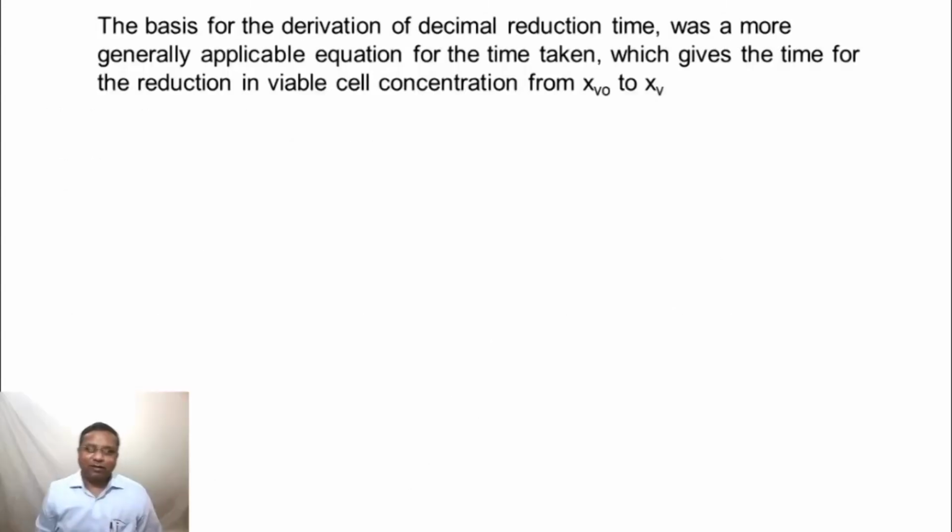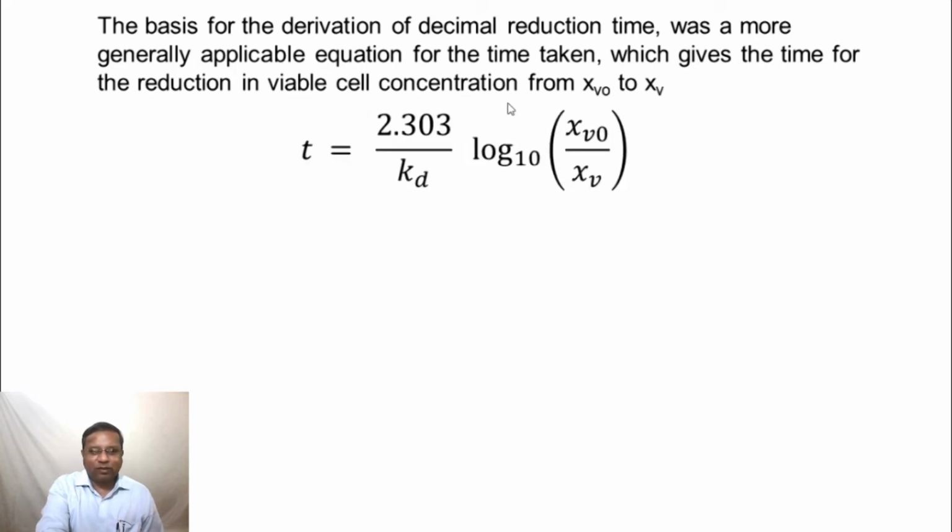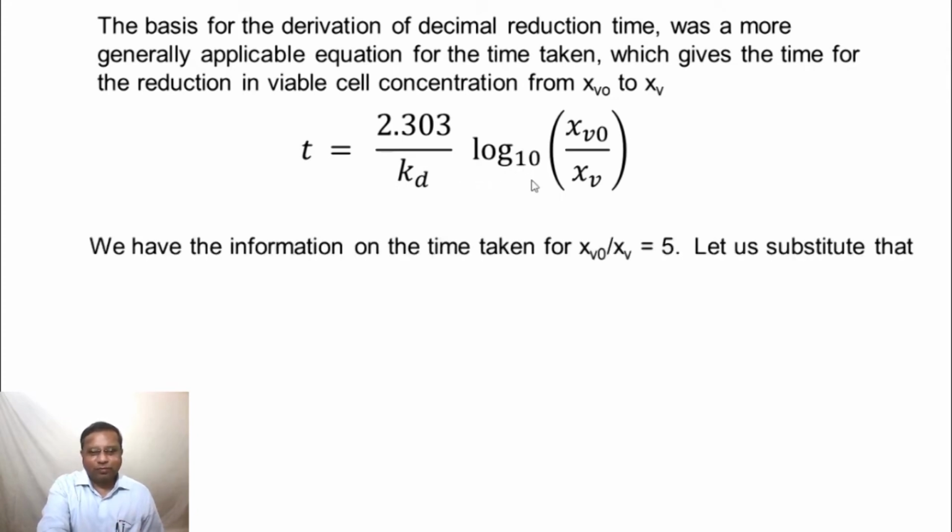To do that, let us go back and look at the basis for the derivation of decimal reduction time. I think we went through it during the review process. So let me just say, this gives the time for the reduction in viable cell concentration from xv0 to xv. We had derived the time to be 2.303 by Kd log to the base 10 xv0 by xv. We have the information on the time taken for xv0 by xv to be 5, or in other words, a 5-fold reduction from 100% to 20%.